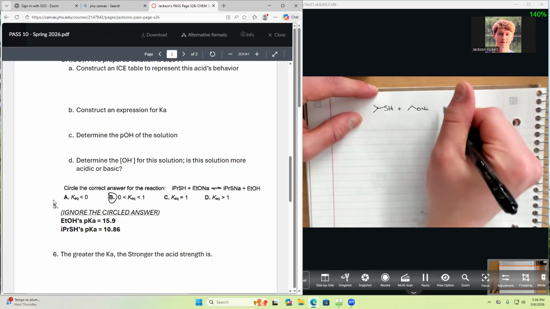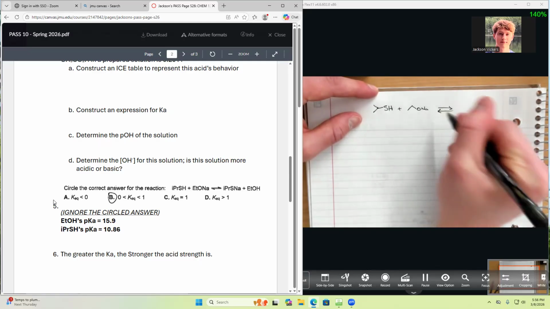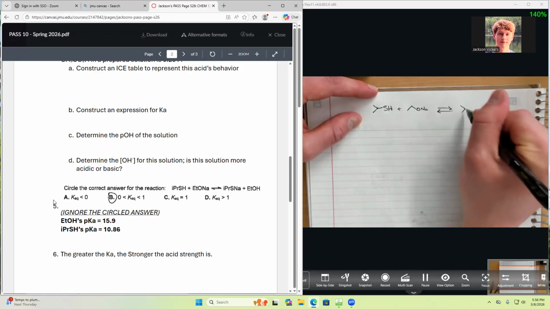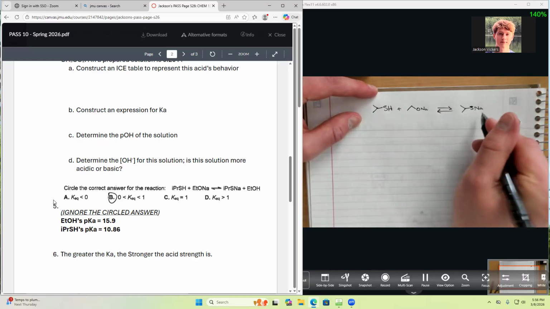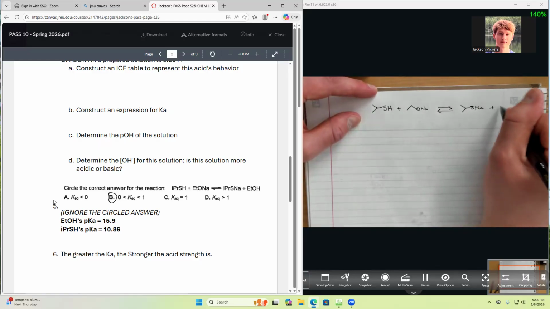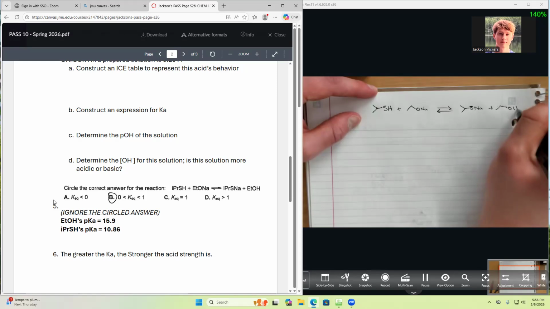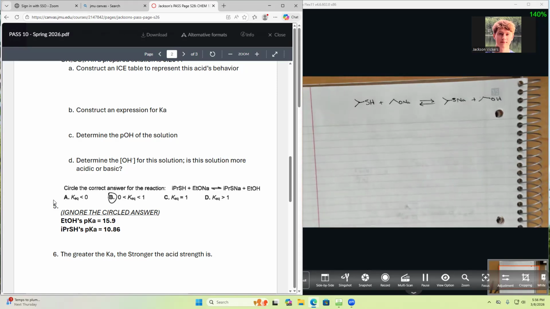This is an ethyl group. We're at equilibrium, and we have isopropyl S-Na plus EtOH. So it's going to be like this, OH. So this is a basic, standard acid-base problem where we're at equilibrium.